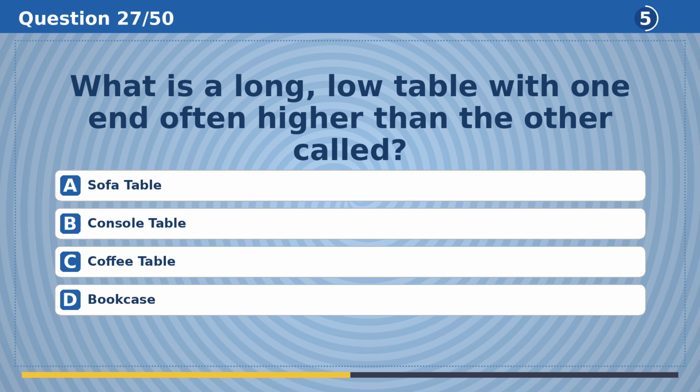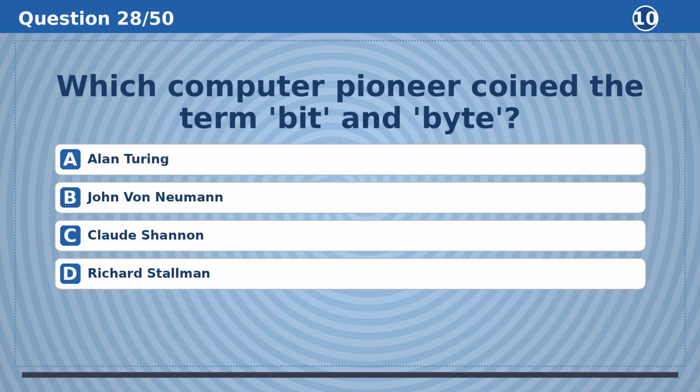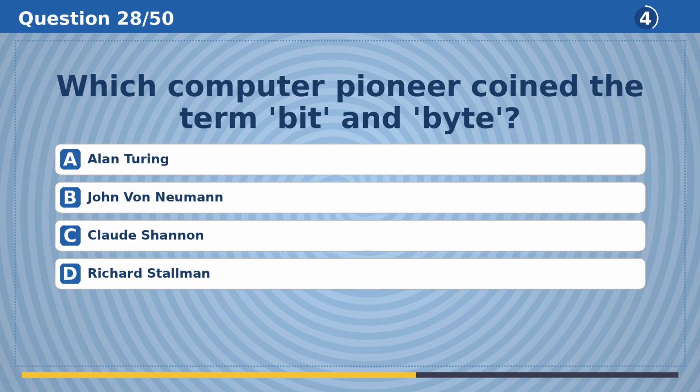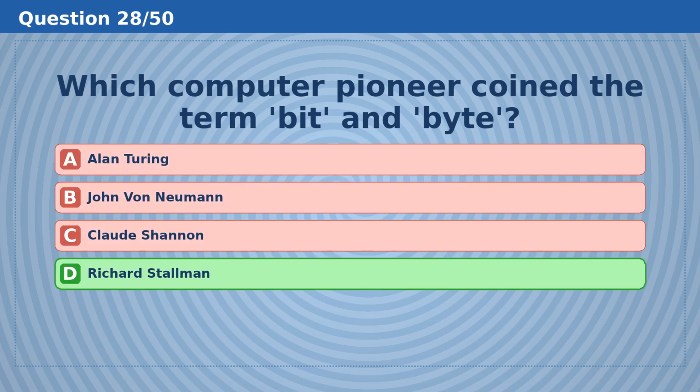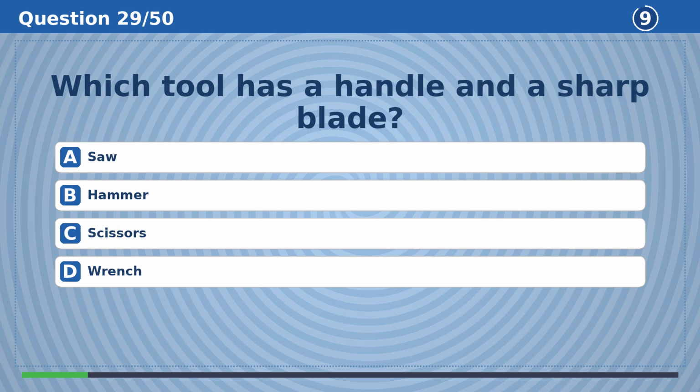What is a long load table with one end often higher than the other called? The answer is B, Console table. Which computer pioneer coined the term bit and byte? The answer is D, Richard Stallman.